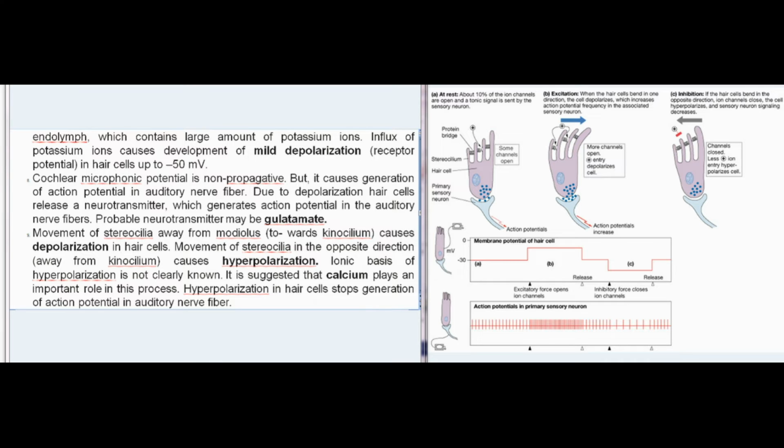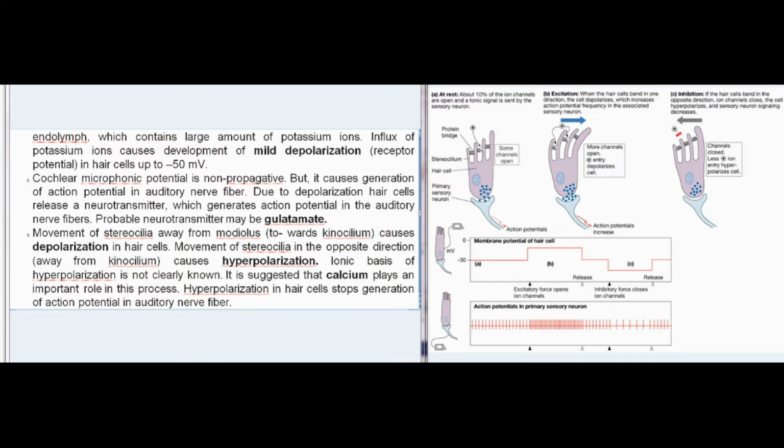Cochlear microphonic potential is non-propagative. But, it causes generation of action potential in auditory nerve fiber. Due to depolarization, hair cells release a neurotransmitter, which generates action potential in the auditory nerve fibers. Probable neurotransmitter may be glutamate.